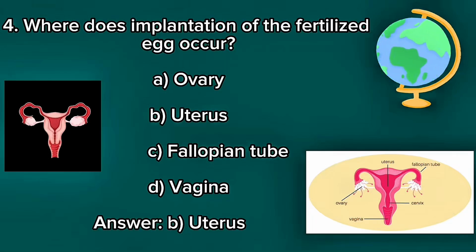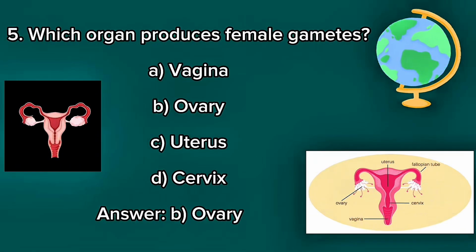Where does implantation of the fertilized egg occur? A. Ovary, B. Uterus, C. Fallopian tube, D. Vagina. Answer, B. Uterus. 5. Which organ produces female gametes? A. Vagina, B. Ovary, C. Uterus, D. Cervix. Answer, B.